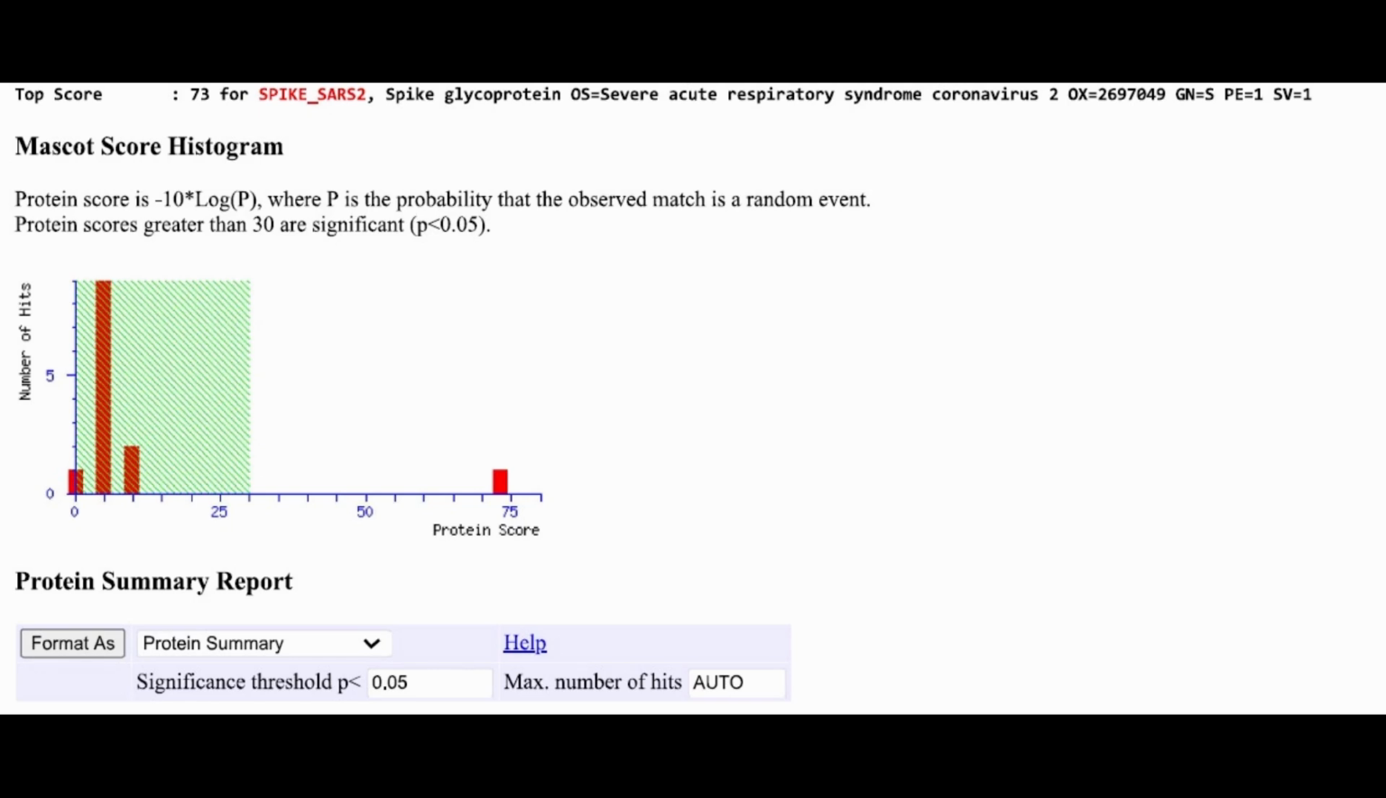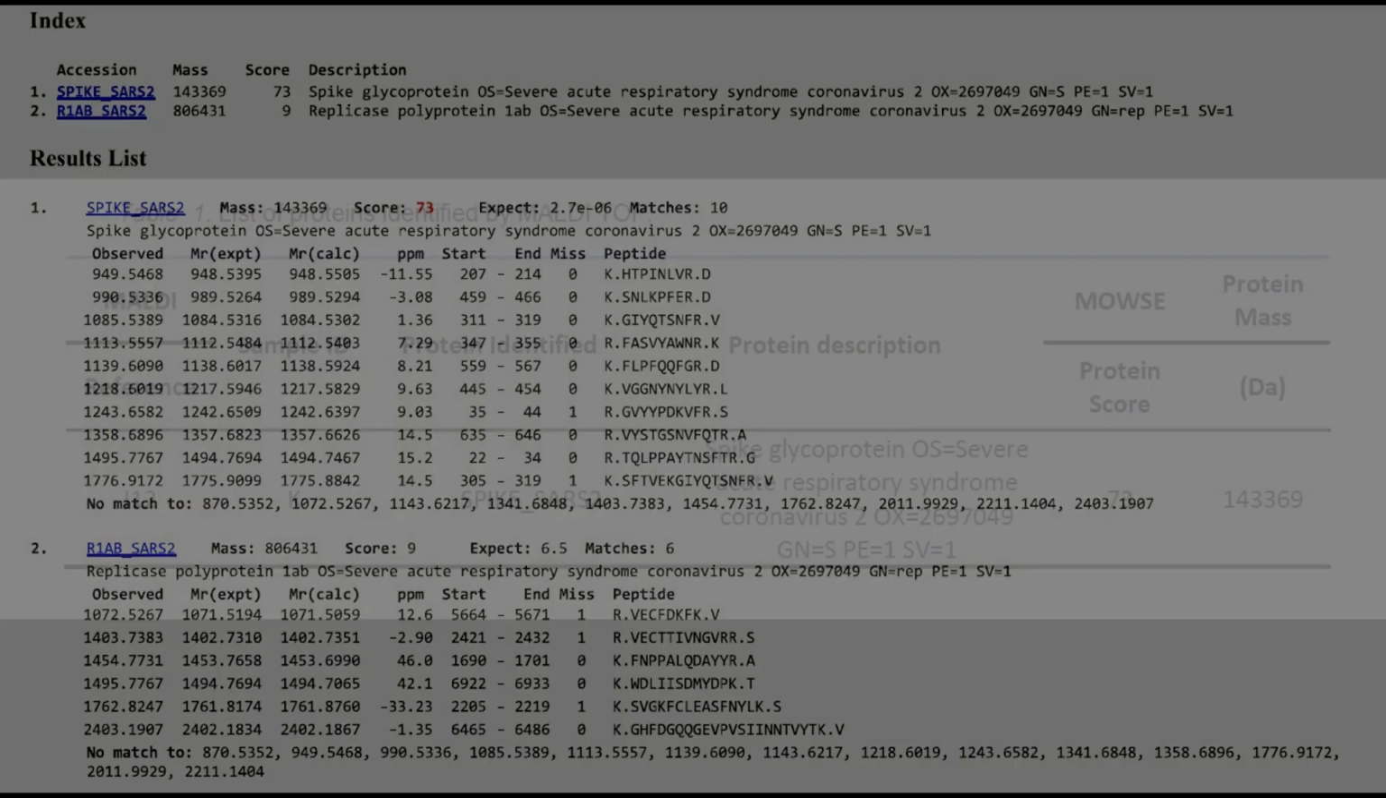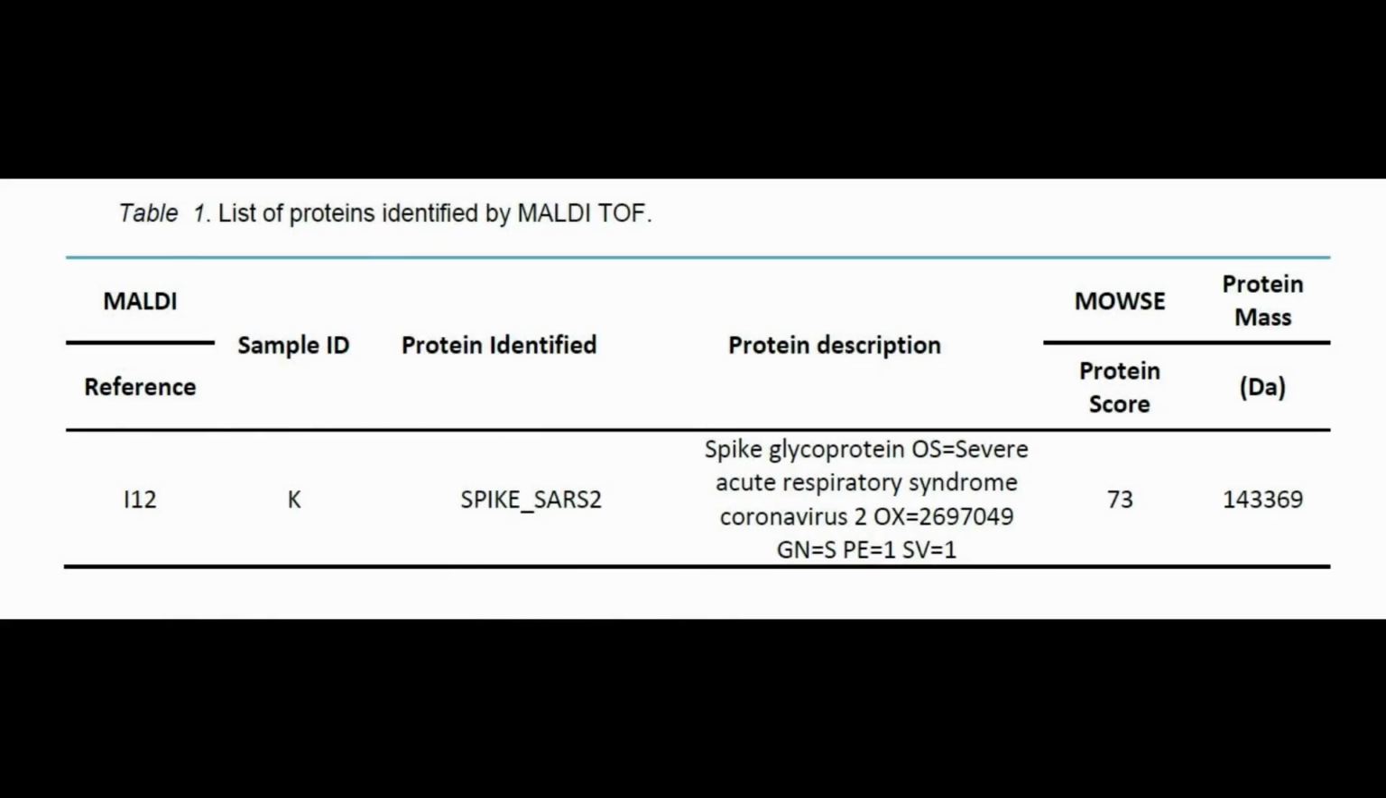The results of the comparison are statistically analyzed, giving a histogram. A list with possible matches is given. The best score will represent the identity of the protein, as it can be seen in this table. So in this way, we can be sure that the protein obtained is the desired one.